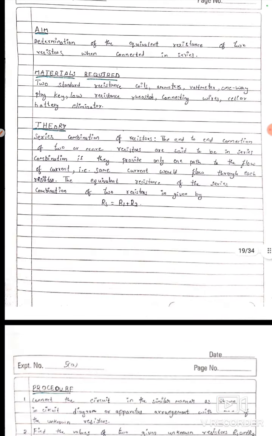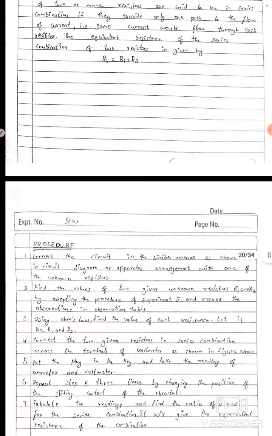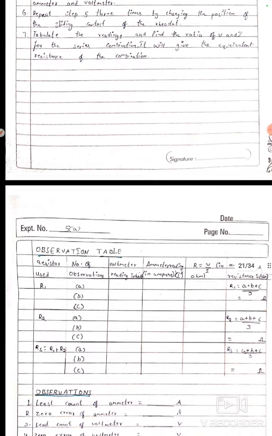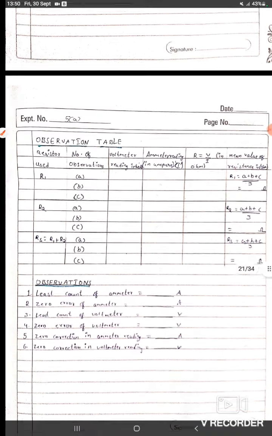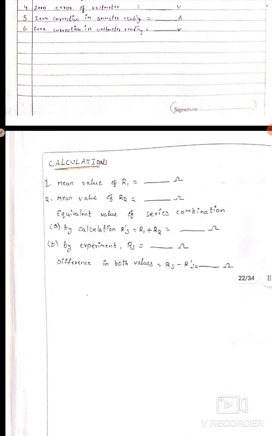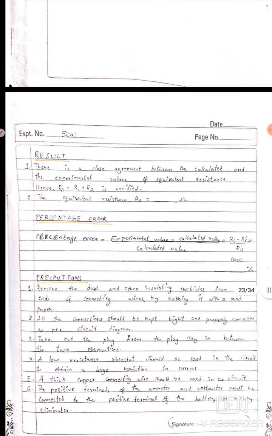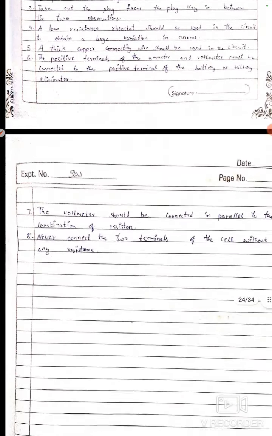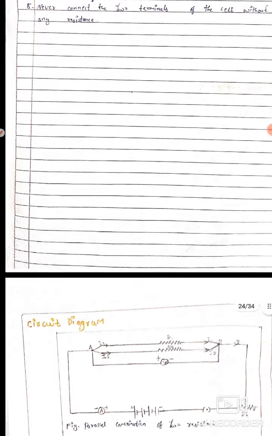Next, same materials, theory, procedure. Okay, fine. Procedure. Maintain the writing properly. The observation table should be on the white paper side. Calculation is fine on the white paper side, right? Student result and percentage error are fine, and the precautions, okay, everything is fine here. Mention the page numbers, it should be mandatory.